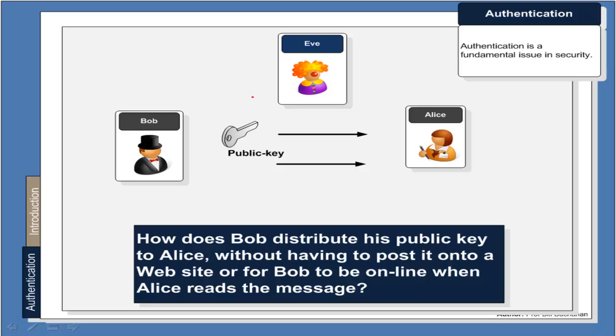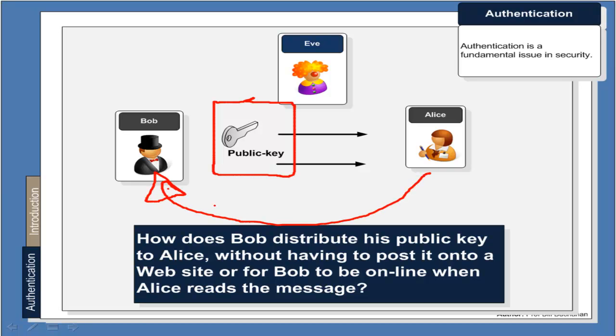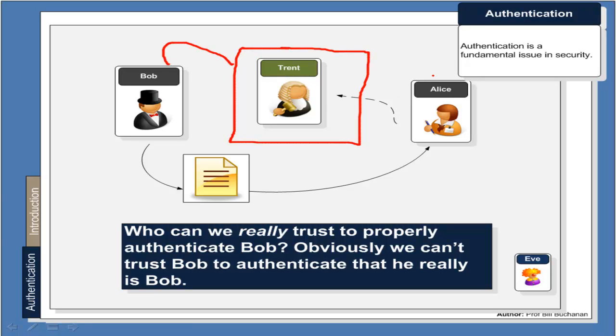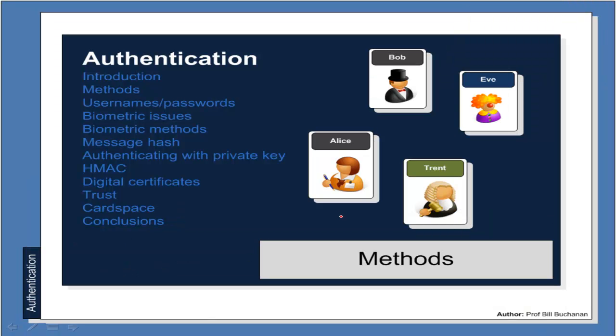Along with this, the next issue that we have is how we can actually send a public key to the other side. So if Bob wants to send to Alice, how does Alice send the public key to Bob? And then also, can we really trust Bob to authenticate himself? So in this unit, we'll see the usage of Trent, who is some trusted person and is trusted by both Bob and Alice to properly authenticate entities.